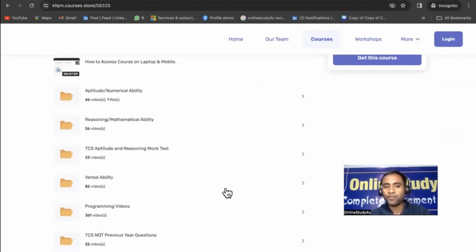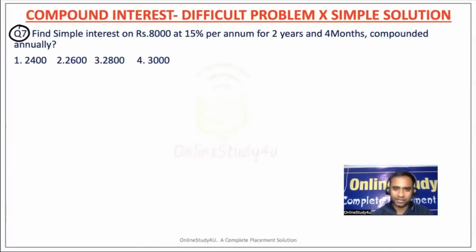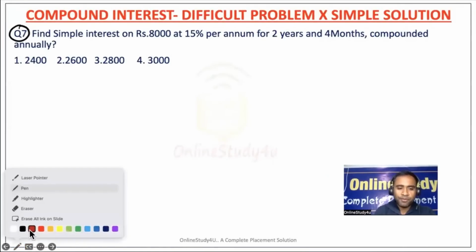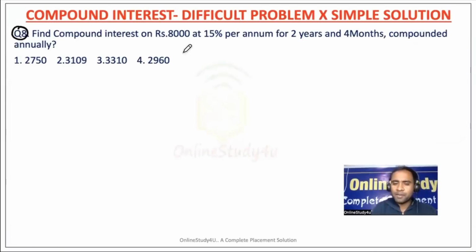So you can see the number of videos, right? But I told you what exactly you read for your TCS examination. Now we will understand how to calculate simple interest and compound interest. See, the compound interest for 2 years and 4 months is really a complicated sum. Many of you will not be able to solve.